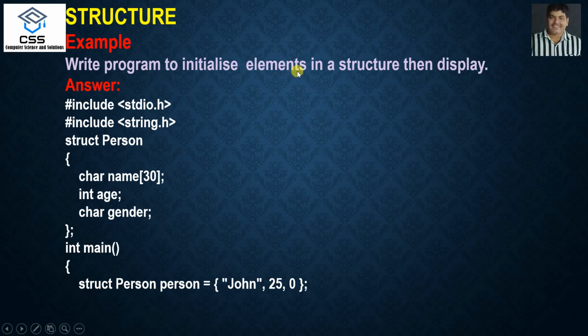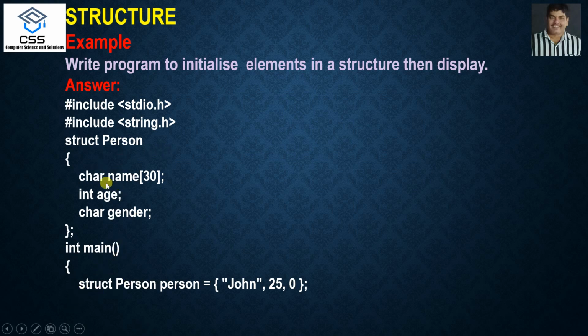You have to write a program to initialize the structure elements, then display them. Again, you have declared a structure, the name of the structure is person, and its elements are name, age and gender. We have discussed that any variable, whether structure, array or primitive data type, can be declared local or global. If it is declared before the main function, that is known as global. If the structure is declared within the main function, that is local. You can declare it either way.